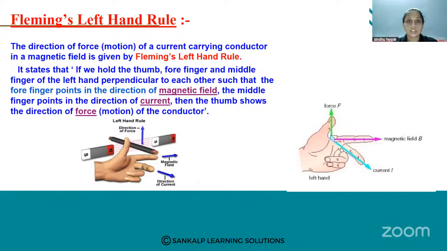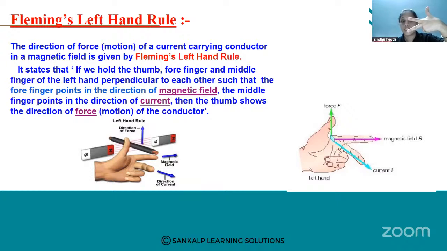So what does the statement tell? See, here we consider our left hand. Stretch it as much as possible. This is the thumb, this is our forefinger, and this shows the middle finger. See, these three fingers act perpendicular to each other. So this tells the Fleming's left hand rule.